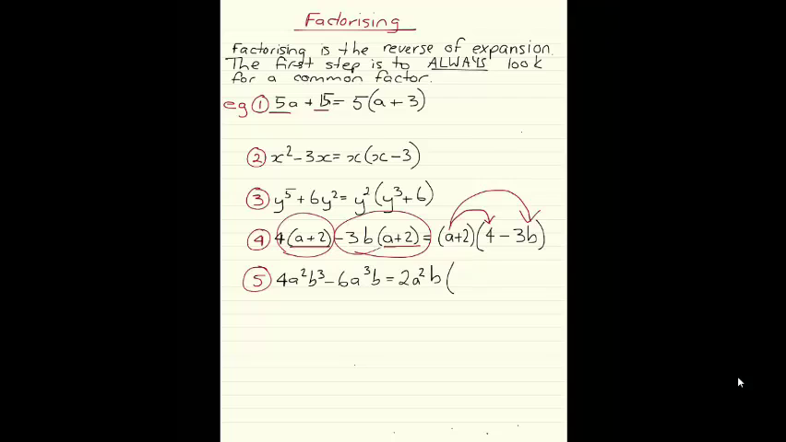So then go back to the first term in your expression. I've taken out a 2, which leaves me with 2. I've taken out a squared, so we've got no a's left. And I've taken out a b, so that leaves me with b squared. Minus, then go back to your second term. Taken out 2, it leaves me with 3. I've taken out a squared, that leaves me with a, and I've taken out b. So that factorises to 2a squared b outside of 2b squared minus 3a.